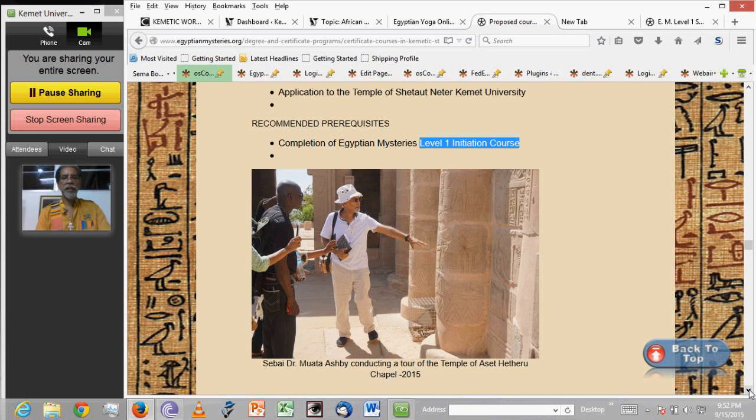Here's another picture of our trip. We're in the Temple of Aset complex, and we're looking in the chapel of Heru. And I was showing the holograms also of the images that are in that chapel and how it was depicting the story of the return of Heru from her journey.